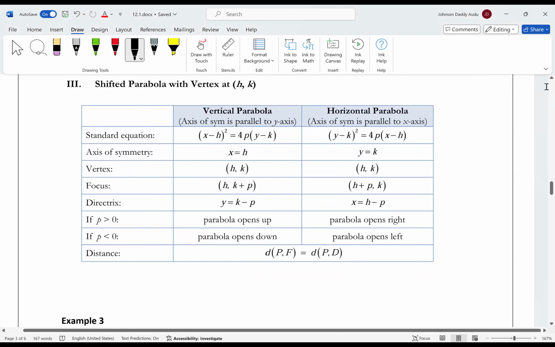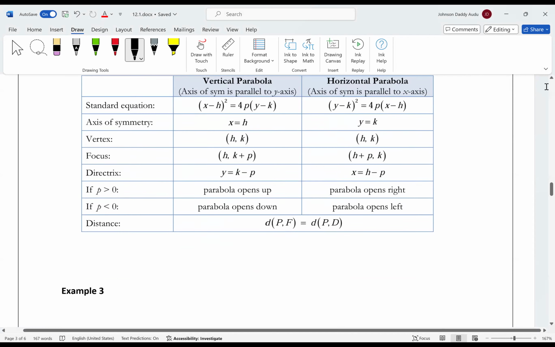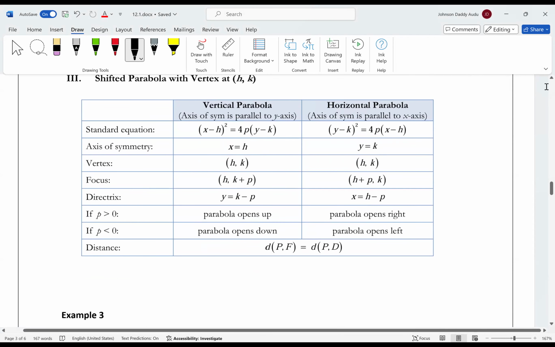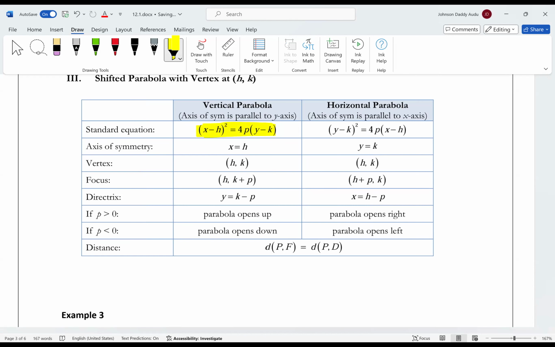So for vertical, we still have two types. We still have the vertical and the what? The horizontal parabola. Now, for that, the equation will change. You can see here, we now have x minus h. So there is a shift, and also there is a shift along the y-axis. So the formulas have changed.